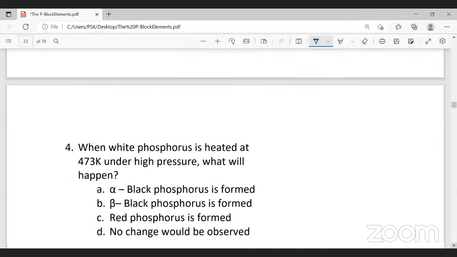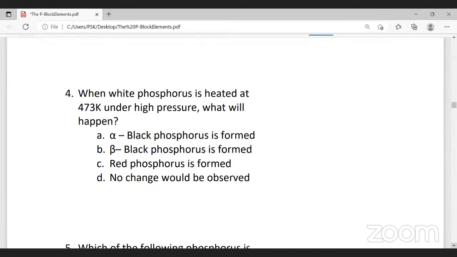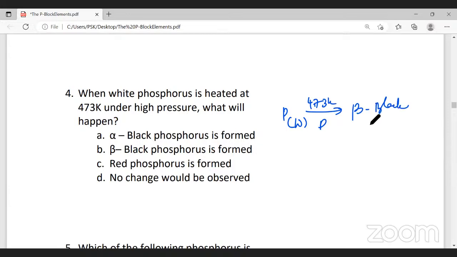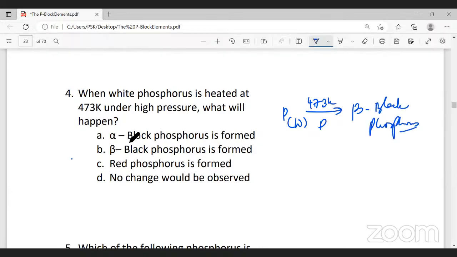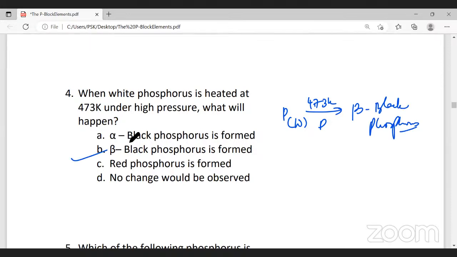When white phosphorus is heated at 473 Kelvin under high pressure, what will happen? So this is a simple question. White phosphorus on heating at 473 Kelvin under high pressure gives beta black phosphorus. Therefore, the answer is option B.